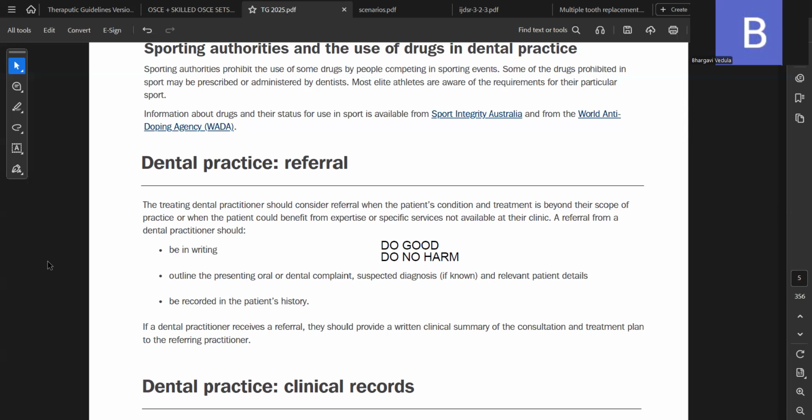You need that in the patient file. Everything you do or say to the patient should be in their file. You have to document it.